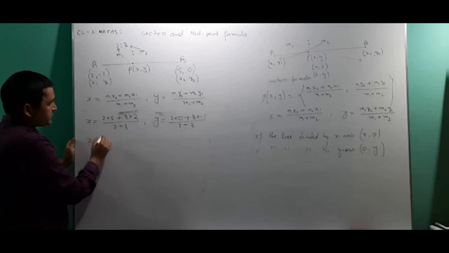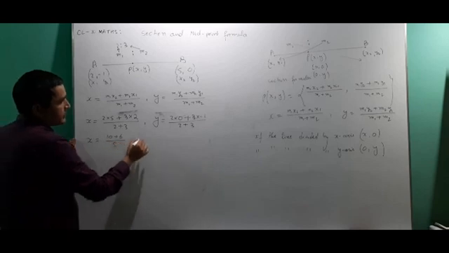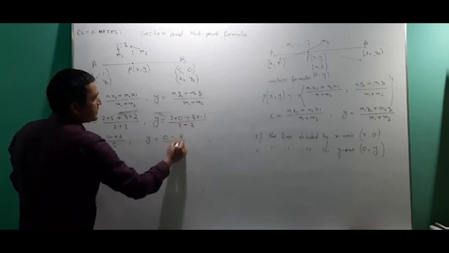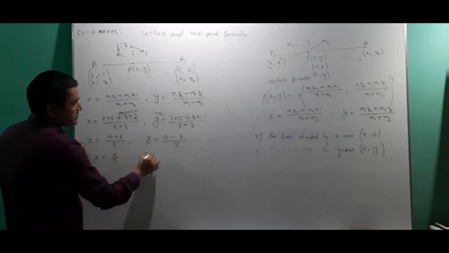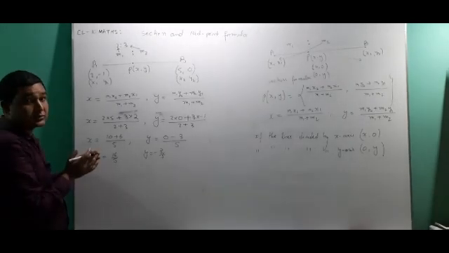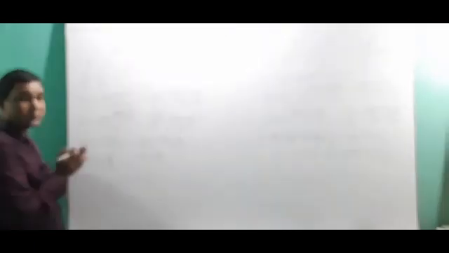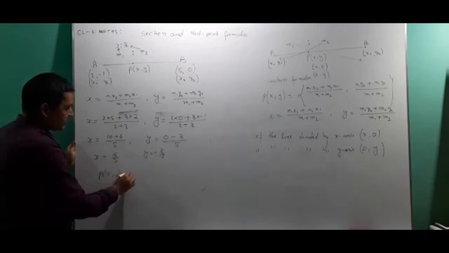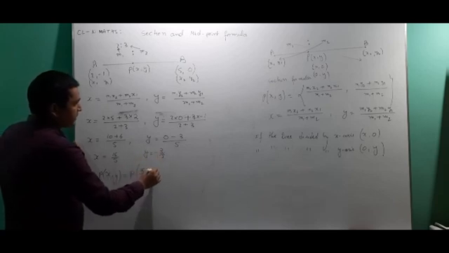Now x equals (10 + 6)/5, that is 16 by 5, and y equals (0 + (-3))/5, that is -3 by 5. After getting the values of x and y, please write them together, because to write the coordinate of any point we have to write the values of x and y together. So the coordinate of P is (x, y), that means in place of x, 16 by 5, and in place of y, -3 by 5.